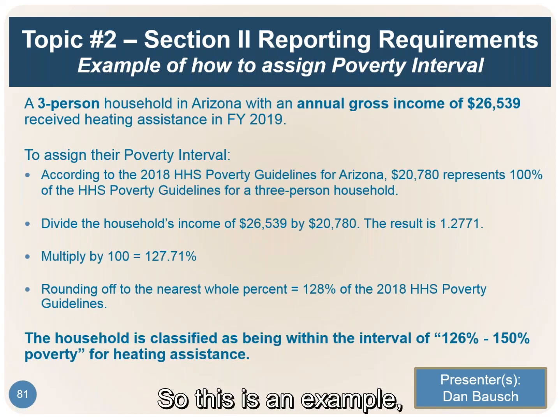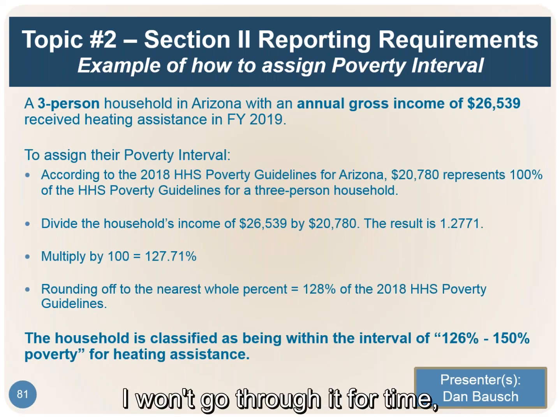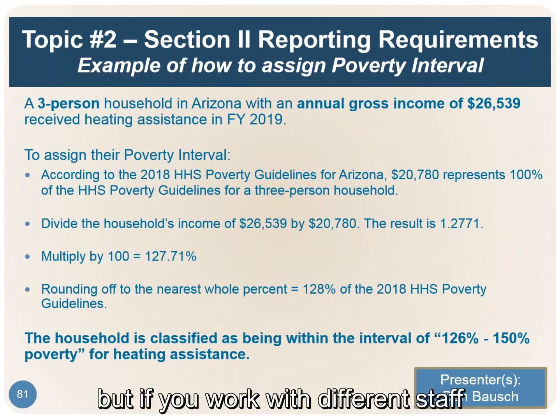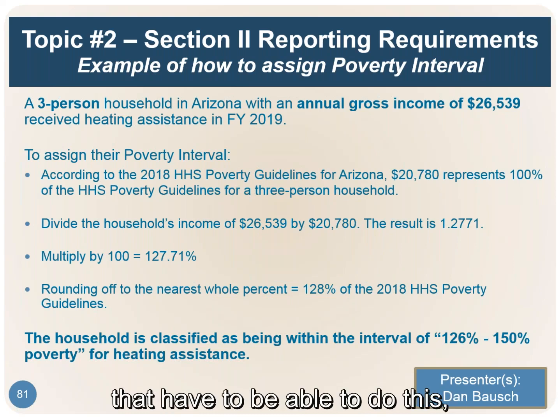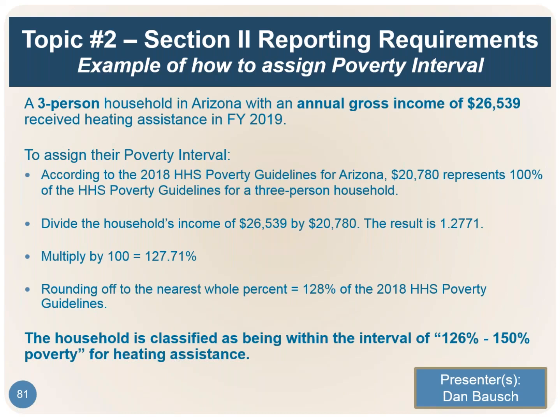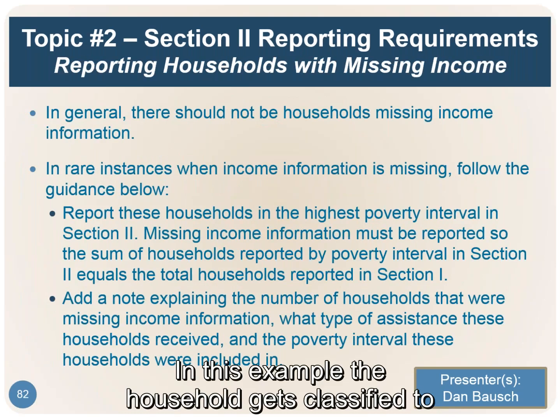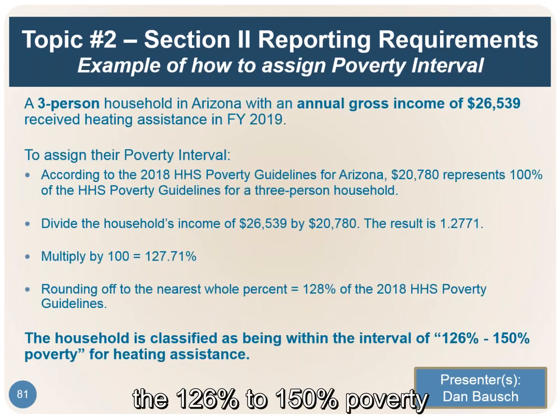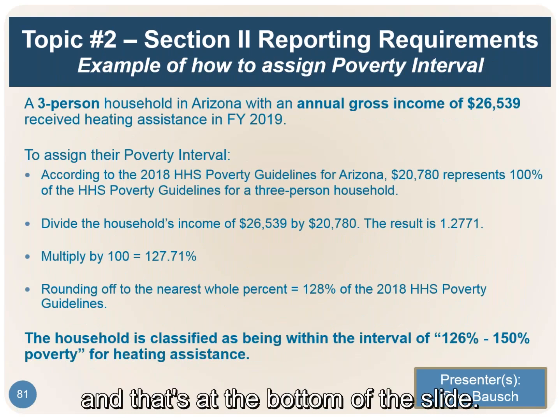So this is an example. I won't go through it for time, but if you work with different staff that have to be able to do this, this is a helpful slide to provide to them. In this example, the household gets classified to the 126% to 150% poverty, and that's at the bottom of the slide.